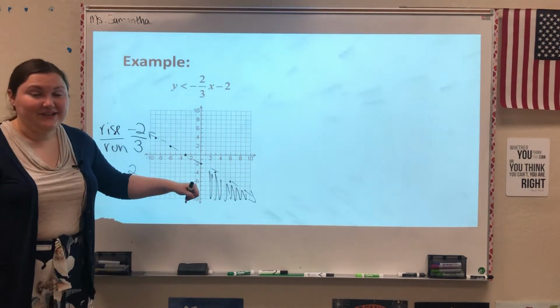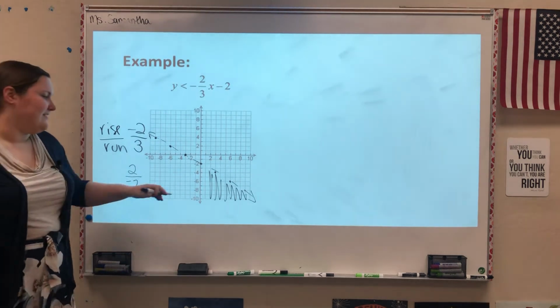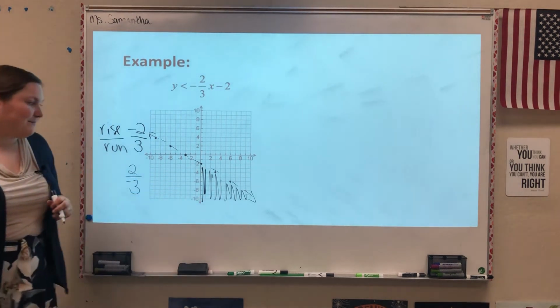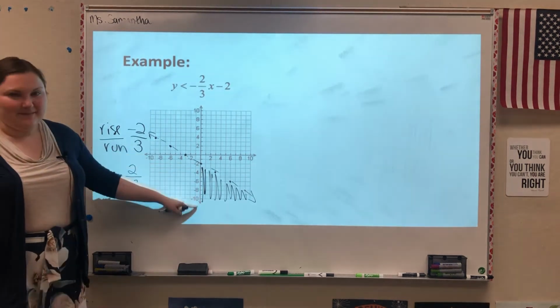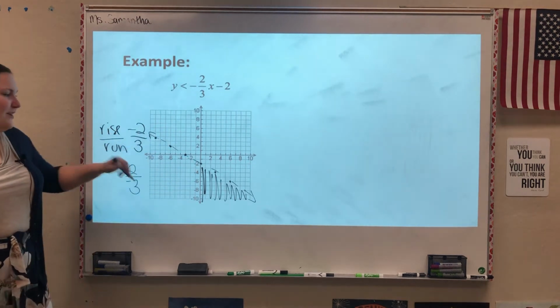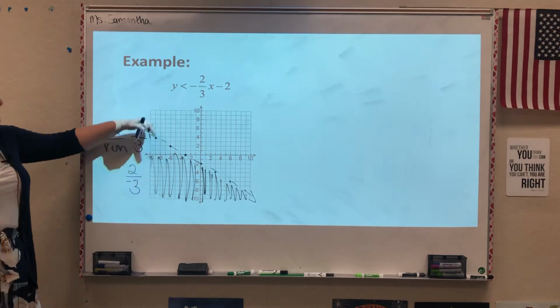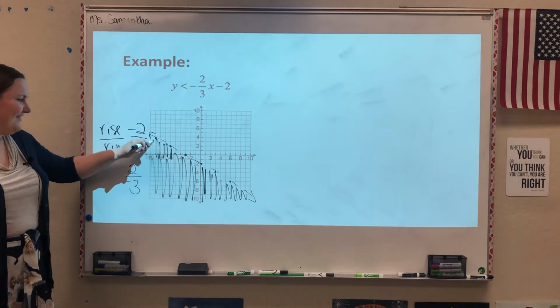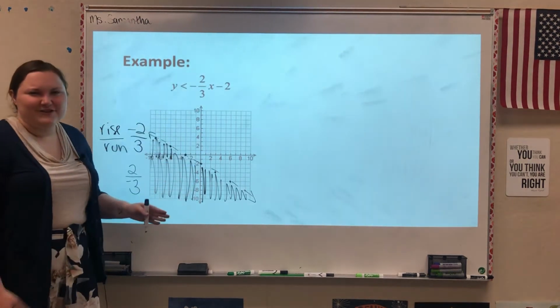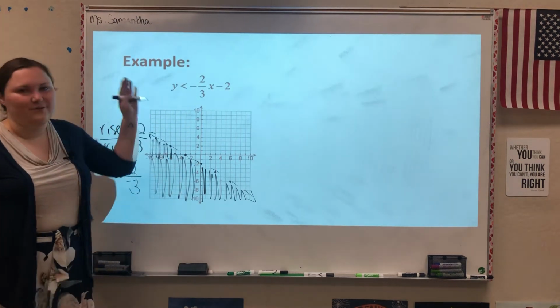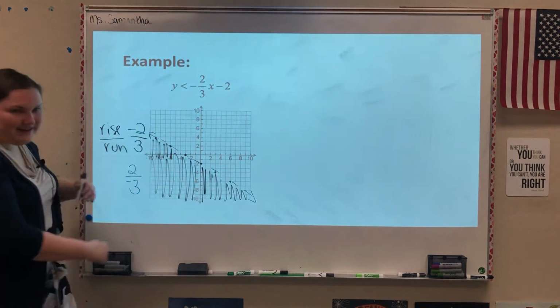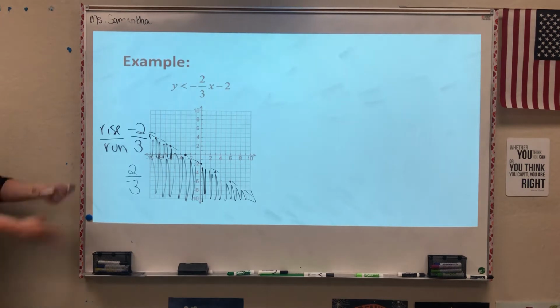Now, when you're shading, you want to shade everything less than the line. So sometimes I'll see people stop there. You don't want to stop at any axis. You want to just keep shading below the line. You want to keep going. You don't want to stop there. You want to keep shading everything below the line. Ignore, for the shading part, your x and your y axis. You're just shading everything, in this case, below the line. And there you go. That's the graph.